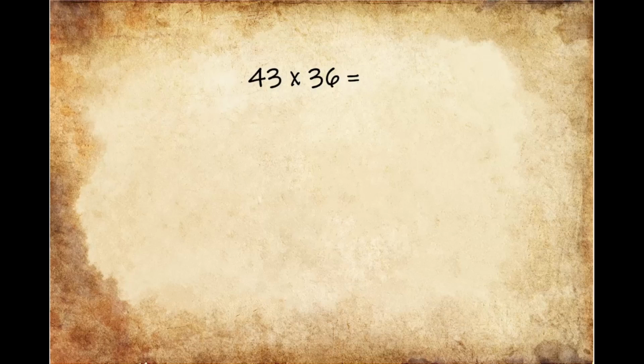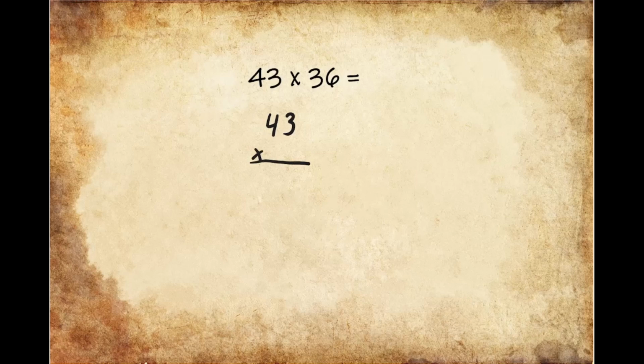Today we're going to be looking at how to find the product when we're multiplying a two-digit number by a two-digit number. As you can see here, we have 43 times 36. And if I'm looking to solve this equation, the first step that I'm going to do is go ahead and rewrite this equation.